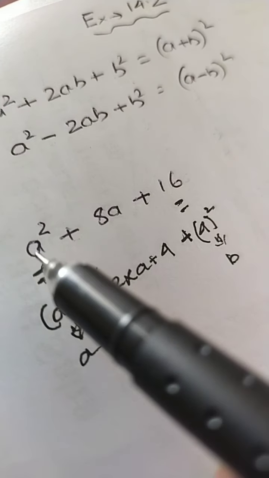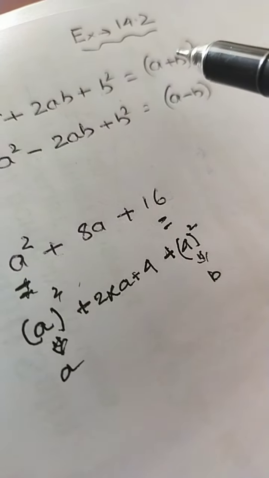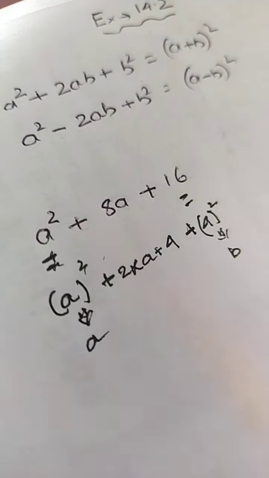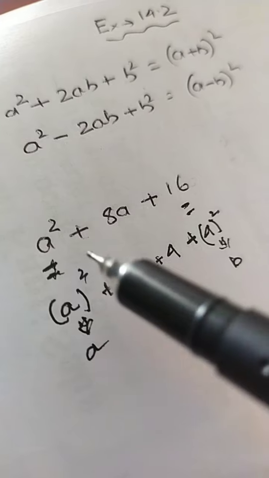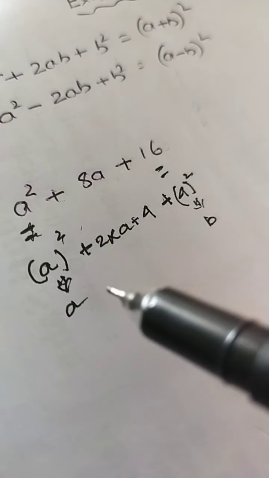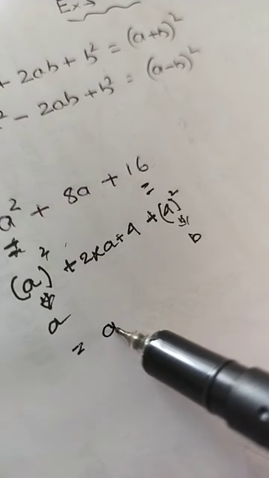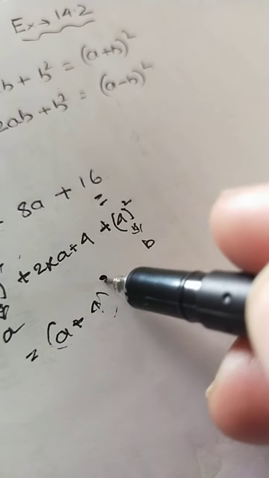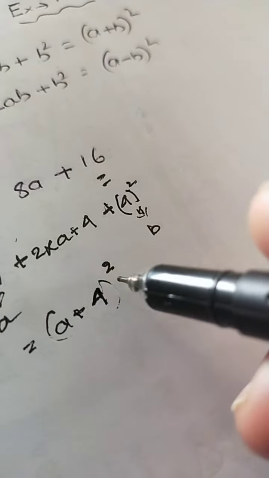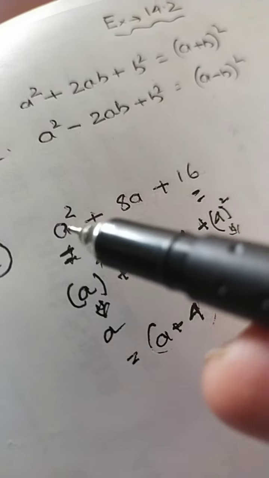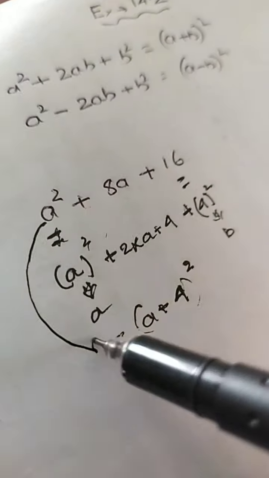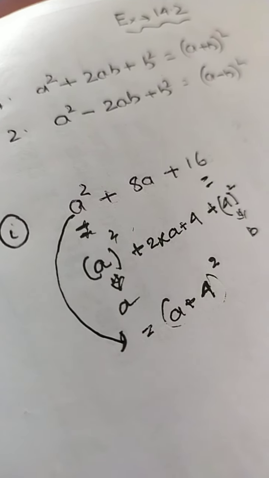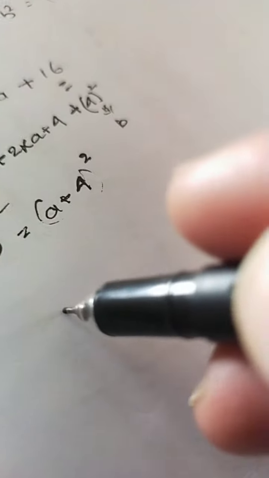So we are showing that it is following this particular identity, that is a plus b whole square. So we have to expand it. So a square plus 2ab plus b square would be equal to a plus b whole square. So this is how we have converted a square plus 2ab plus b square to a plus b whole square. Okay, so let's move on to sum number 2.